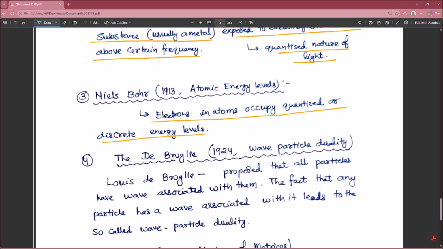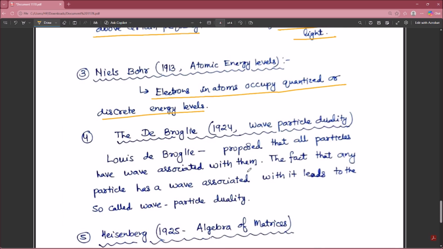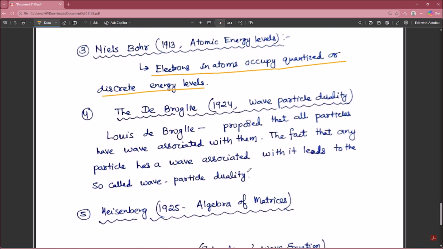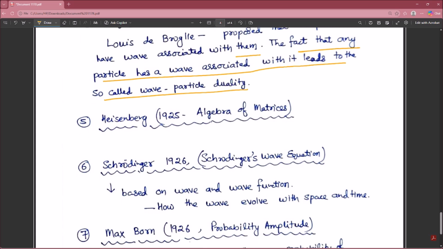The fourth one, which we will see mostly in the second or third lecture, is Louis de Broglie, who proposed that all particles have a wave associated with them, and this leads to the so-called wave particle duality. The fifth one, Heisenberg, gave the algebra of matrices. We will see it in matrix algebra. The sixth one is Schrodinger. He gave the Schrodinger wave equation.